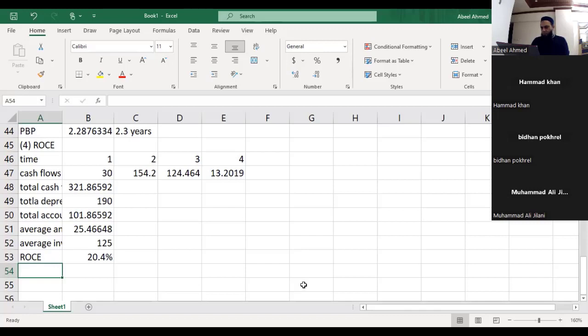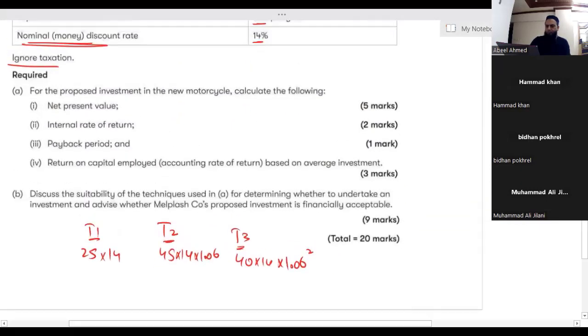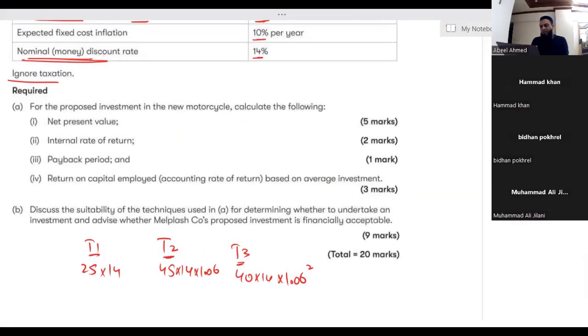Let's go back to the question. Discuss the suitability of the techniques used in A for determining whether to undertake an investment and advise whether Malpledge's proposed investment is financially acceptable. First of all, you should be able to write 3 to 4 lines on NPV.